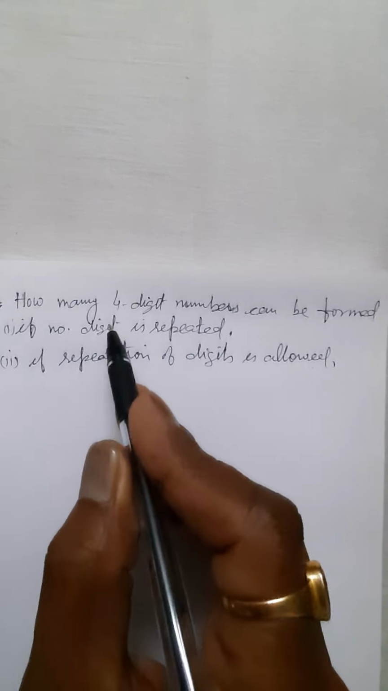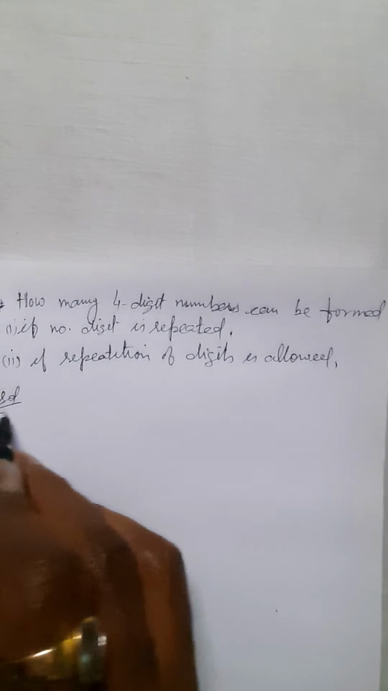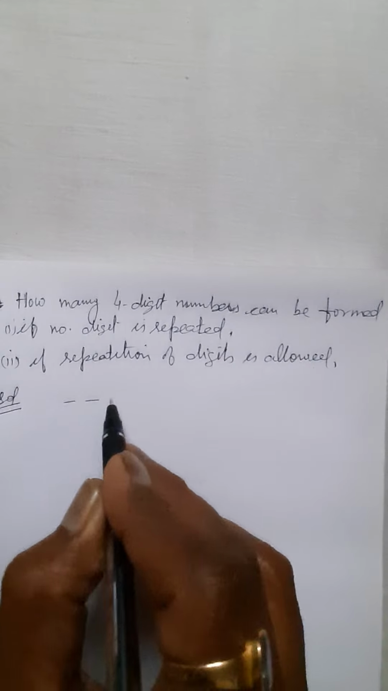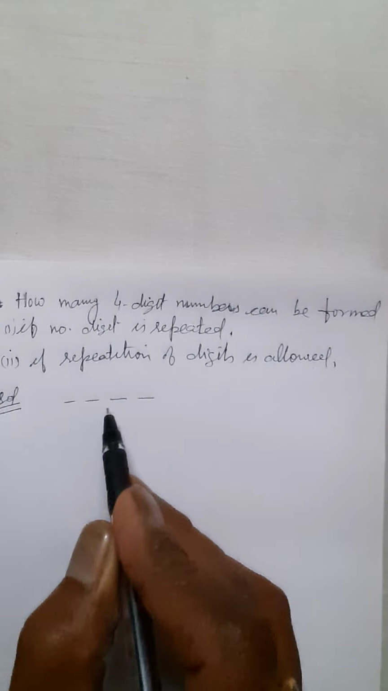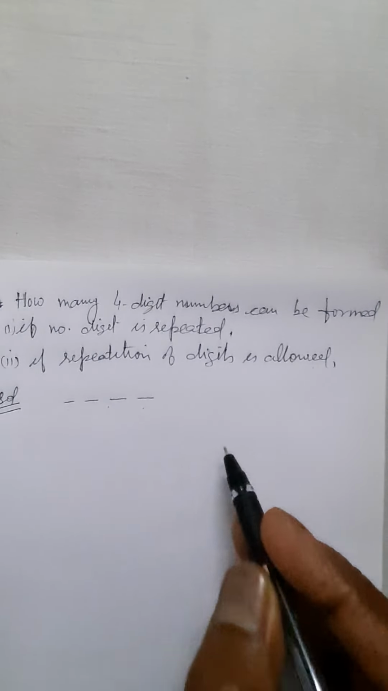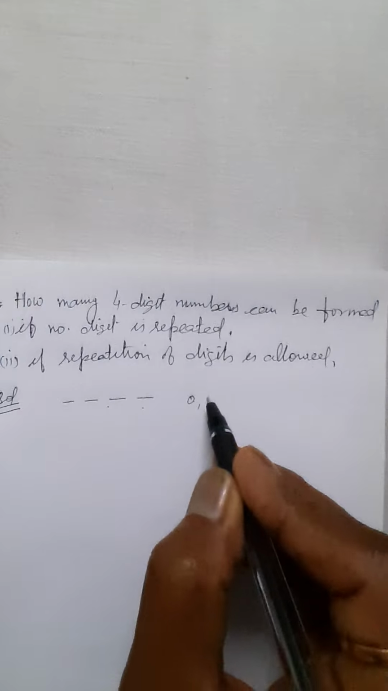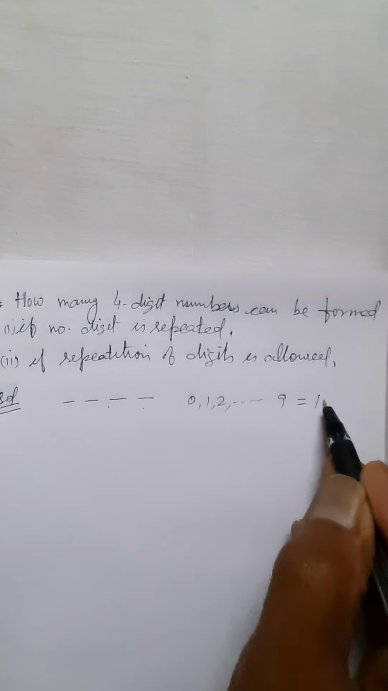How many digit number you have to form? 4 digit number. Solution is these are 4 digits. There are 4 places 1, 2, 3 and 4. We have to form a 4 digit number and digits are 0, 1, 2, dot dot dot 9. Total of 10 digits are there.